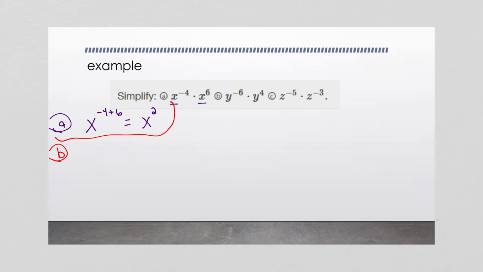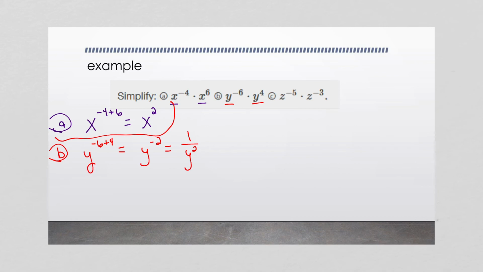All right, let's look at part B. Part B, again, same base, so we're going to add our exponents together. Y to the negative 2. That's not proper form. Proper form does not have negative exponents unless we're dealing with scientific notation, and we are not yet. So this would be 1 over y to the second power.